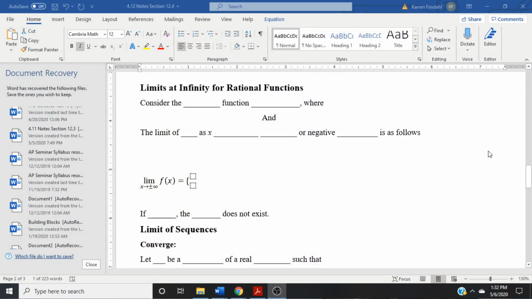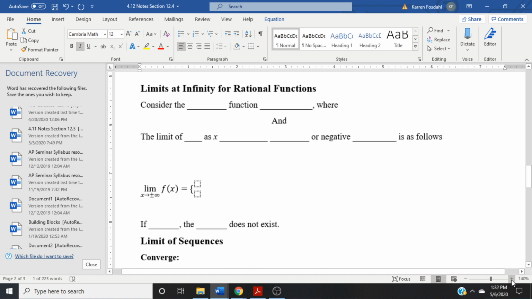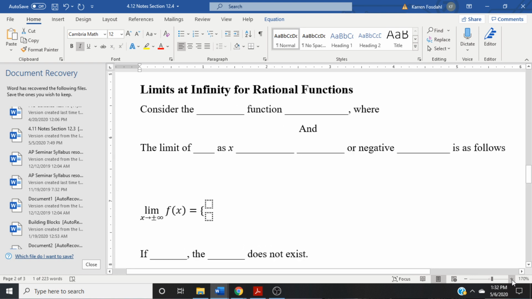Okay, consider the rational function. It's blown up. Let's blow it up a little bit. Blow up, blow up. Okay, I think that's blown up enough.